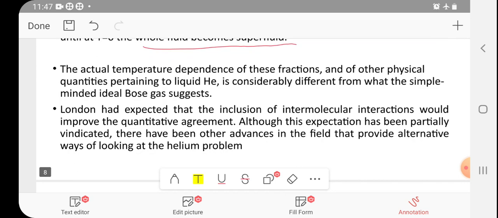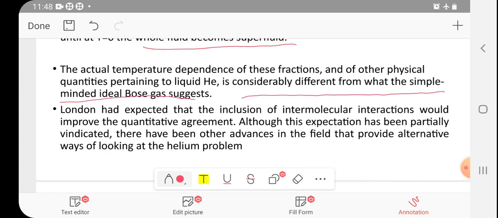The actual temperature dependence of these fractions, that is the fractions N0 and Ne, and other physical quantities pertaining to liquid helium, is considerably different from what is expected from the theory of the ideal Bose gas. So we have to keep in mind that the behavior of the different thermodynamical properties of liquid helium and that of the ideal Bose gas are not exactly the same.